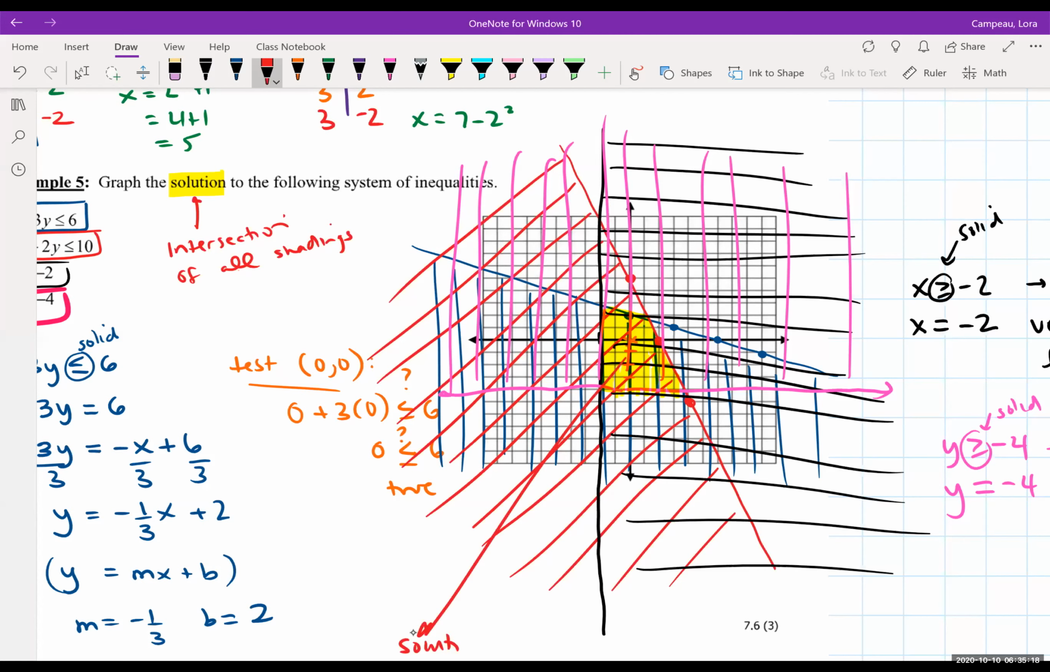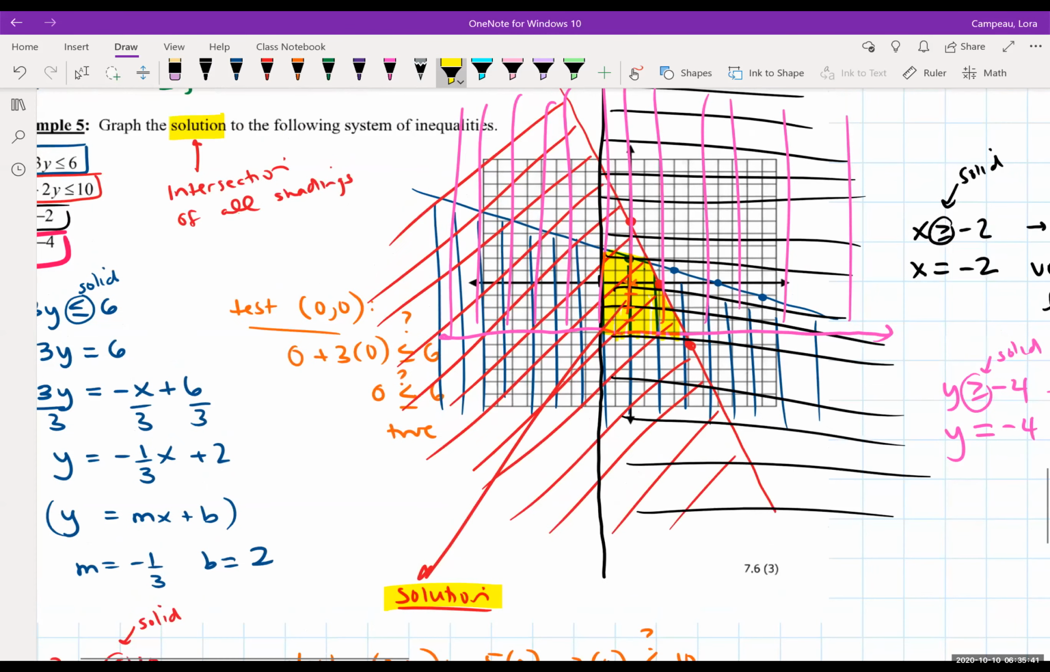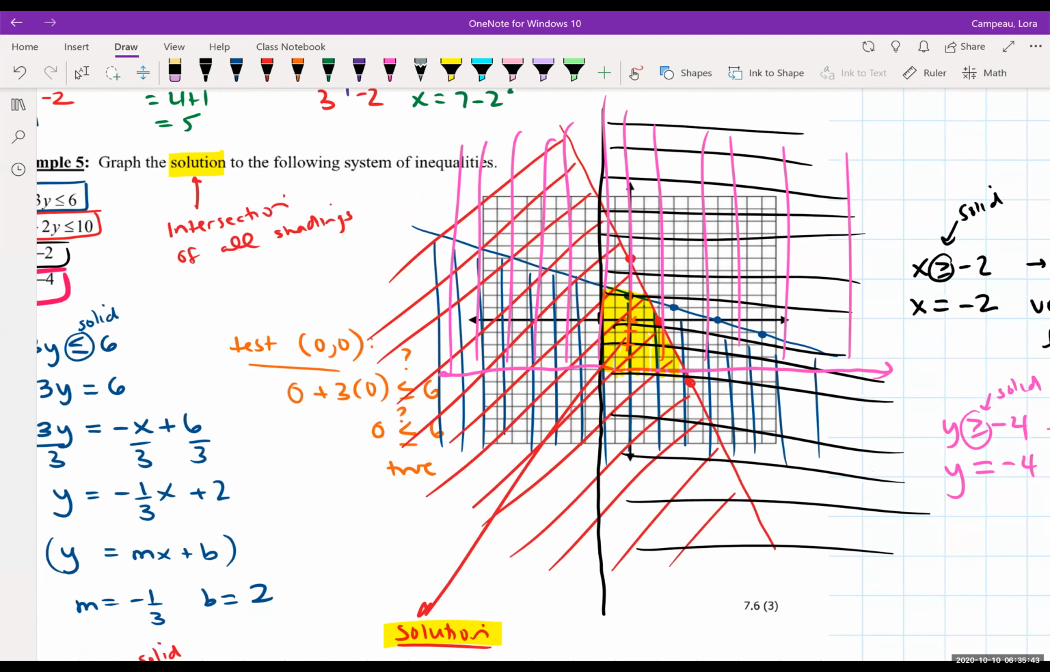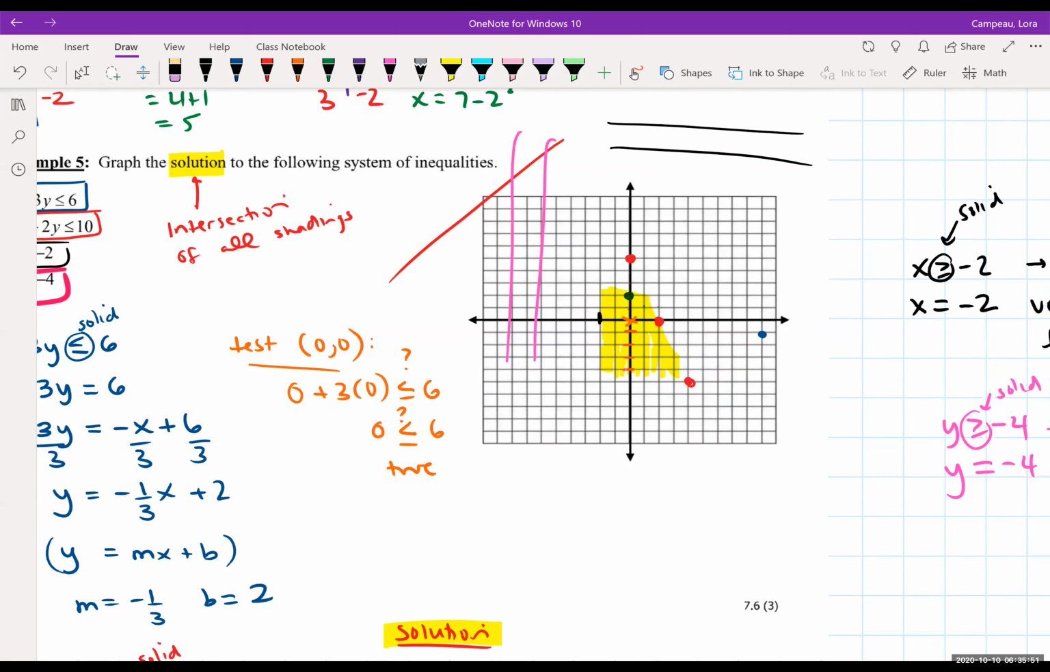Oops, we should probably label it. That would be good for us. Let's do that. Have our solution for ourselves. Wonderful. Now, if you're checking your answers, you will not see all this scribbling in the back of the book. What they tend to do is they only show where the shading is located, along with the boundary lines.